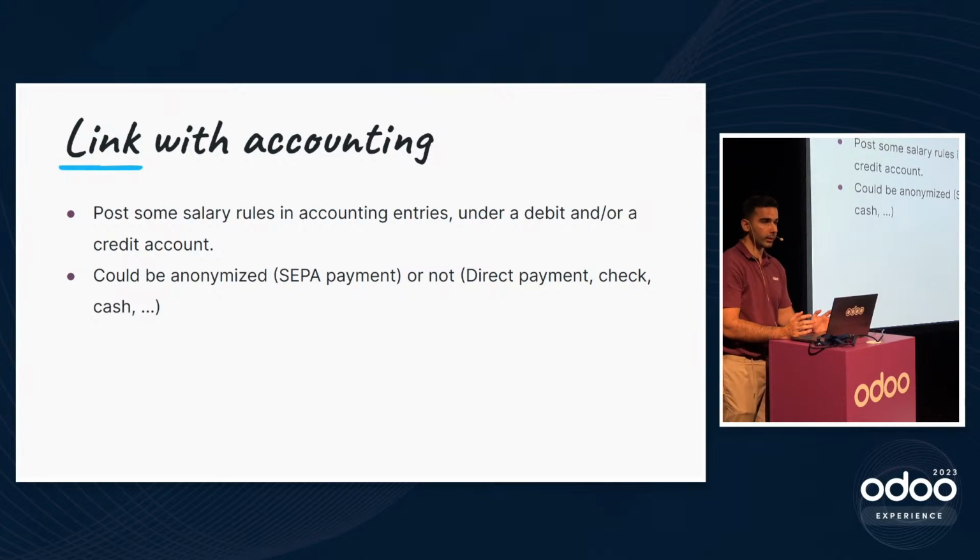So currently, the only way to make batch payments is by generating SEPA payment files. If you are not in the SEPA zone or you wish to make payments in a different way, for example, cash or checks, you may want to disable this option. In that case, all the payments are done one by one from the payslip form, like for the expenses for those who already use the application.